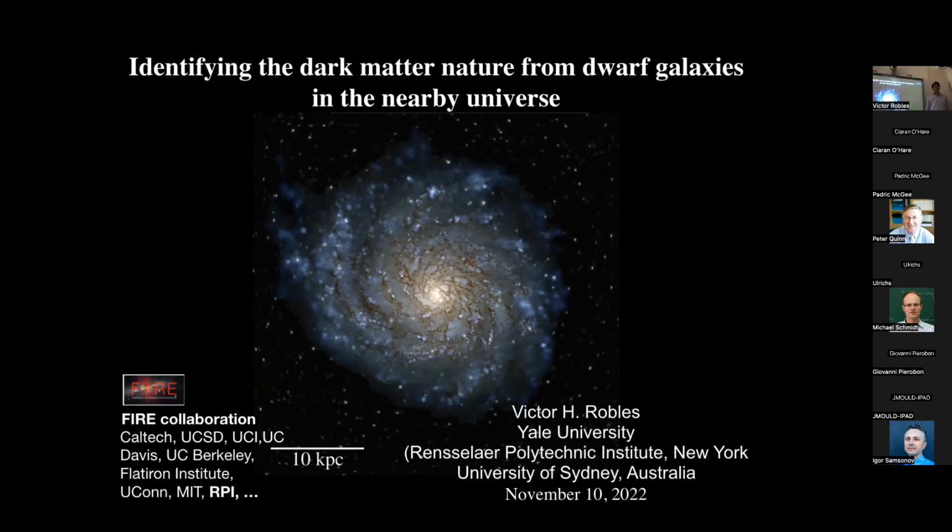Part of the work that I'm going to talk to you about today is part of the collaboration that I've been doing with the FIRE collaboration, which is a group working in different places, and these are some of the universities where the people are working, but there are other people working in different places. I'm going to talk a little bit about the things I've been doing in relation to dark matter and how to use local group observations to constrain some of the properties of dark matter.